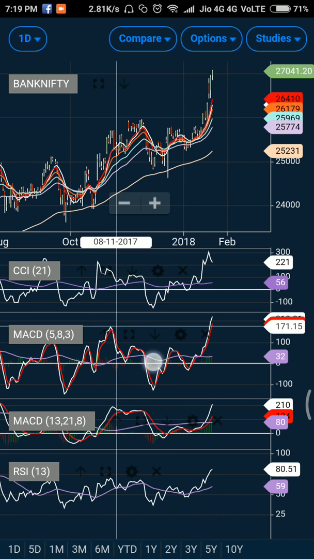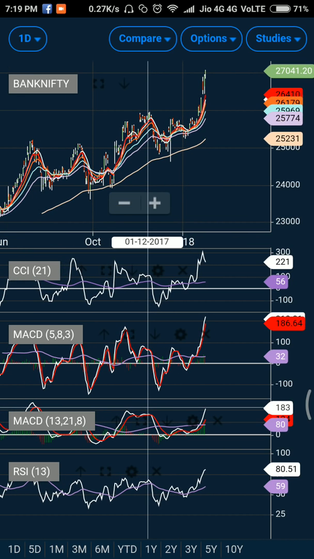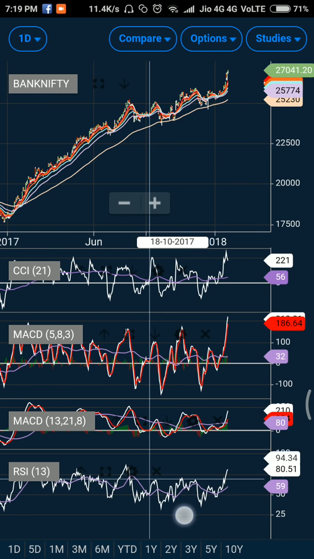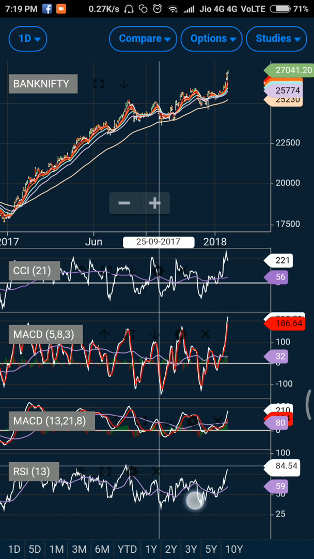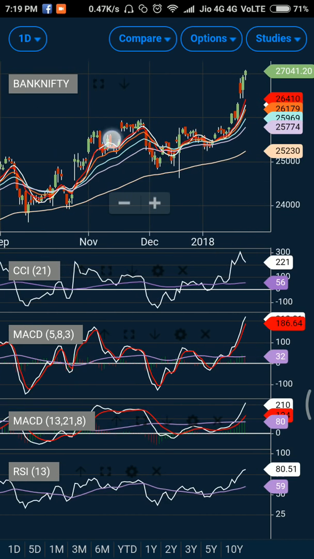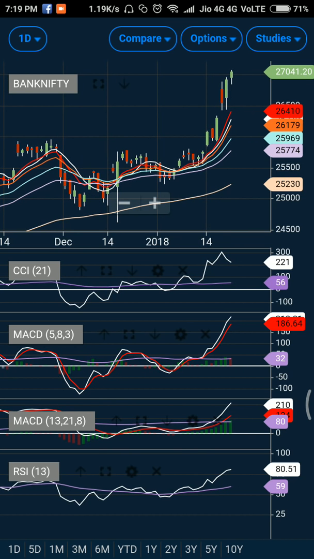So you can see this MACD has also broken out from its previous resistance zone. In this particular MACD, the longer term MACD has also broken out from its exponential average, and RSI is already trading well above the exponential average. So here you can see there is a resistance at 86.33 kind of level. So all in all, the market participants are expecting a bullish market, and you should expect Nifty and Bank Nifty to trade on a stable to bullish kind of side.